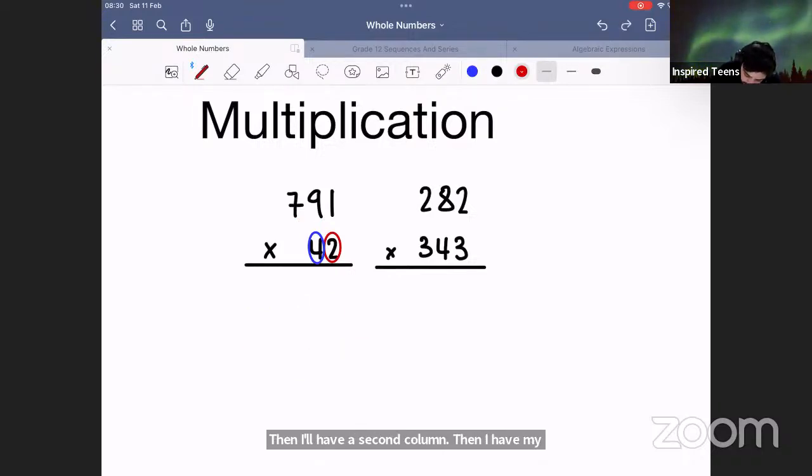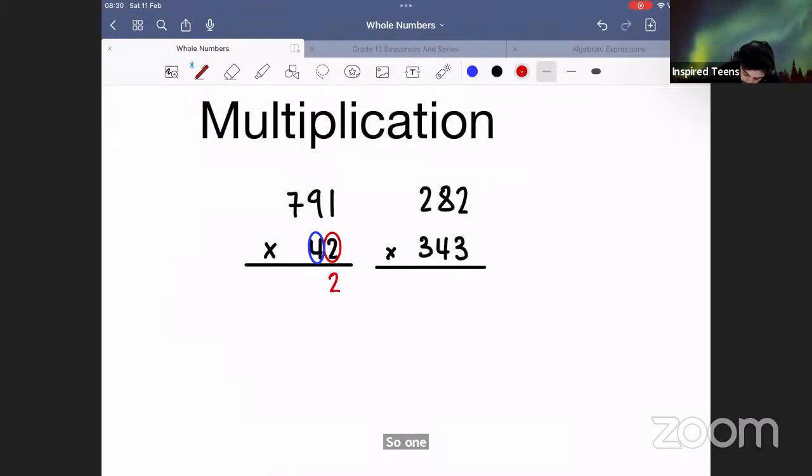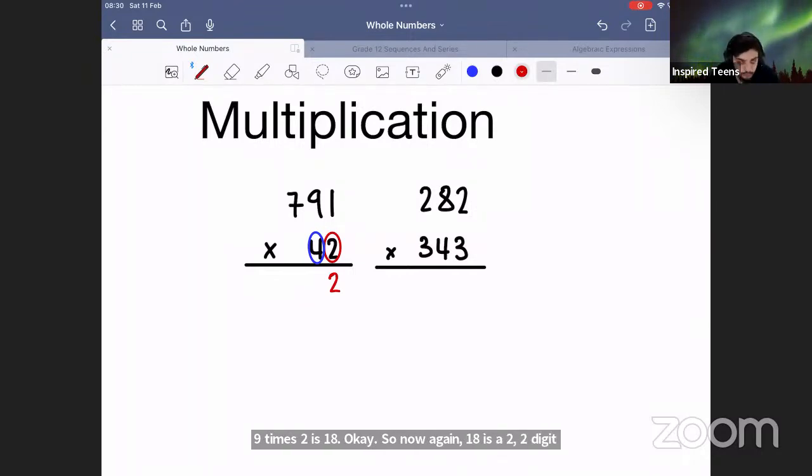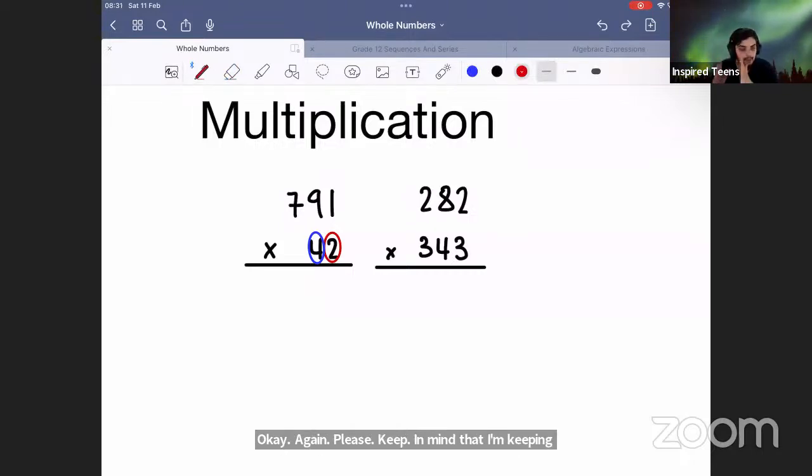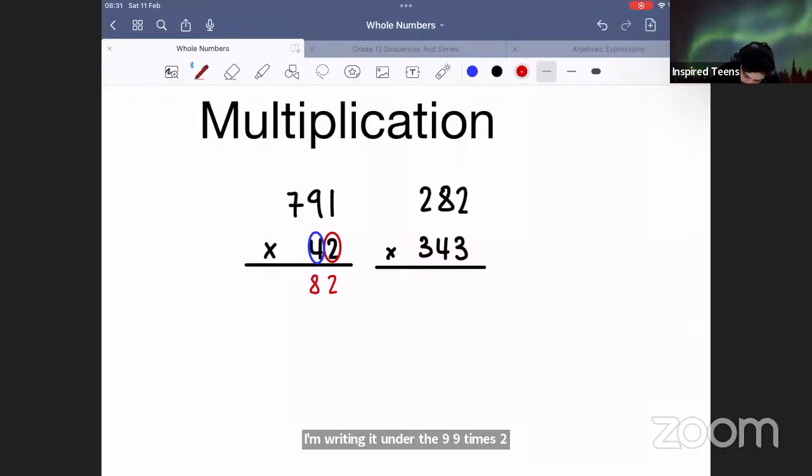So 1 times 2 is 2. 9 times 2 is 18. Now again, 18 is a two-digit number. I cannot write my two-digit number, so what I can do is I write my unit and I carry my 10. Again, please keep in mind that I'm keeping everything beneath each other. I'm keeping my structure consistent. So 1 times 2 is 2. 9 times 2, I'm writing it under the 9. 9 times 2 is 18. I write my unit, carry the 10.